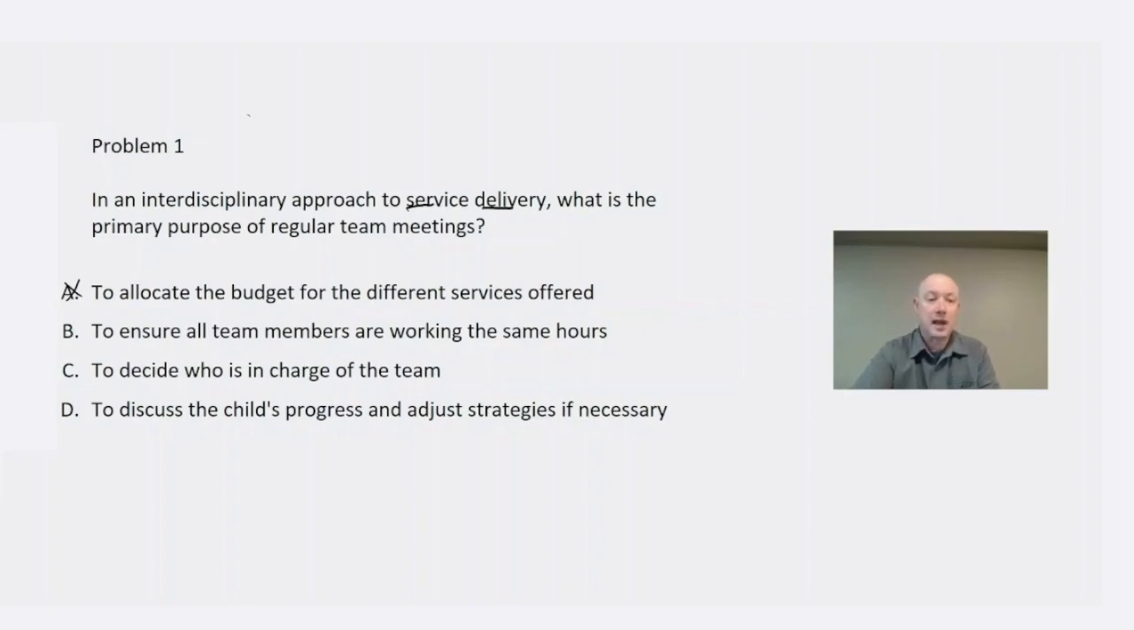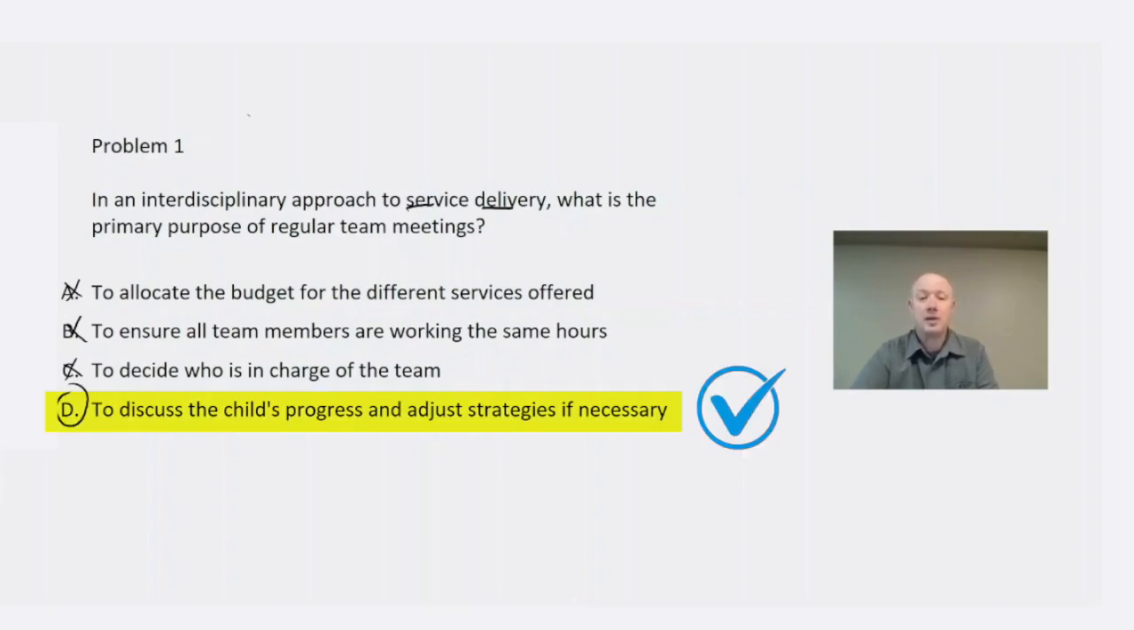Choice C, to decide who is in charge of the team. That would be something for a separate meeting for the organization of the group, but not talking about service delivery for students. Same thing with choice B, to ensure all team members are working the same hours, would be eliminated because we're not worried about how much we're working here. We're worried about what services we're providing to the students. And the correct answer would be choice D, to discuss the child's progress and adjust strategies if necessary.